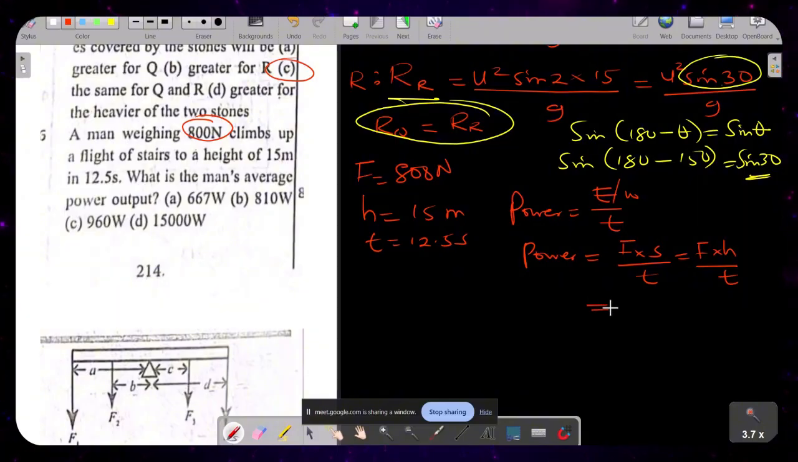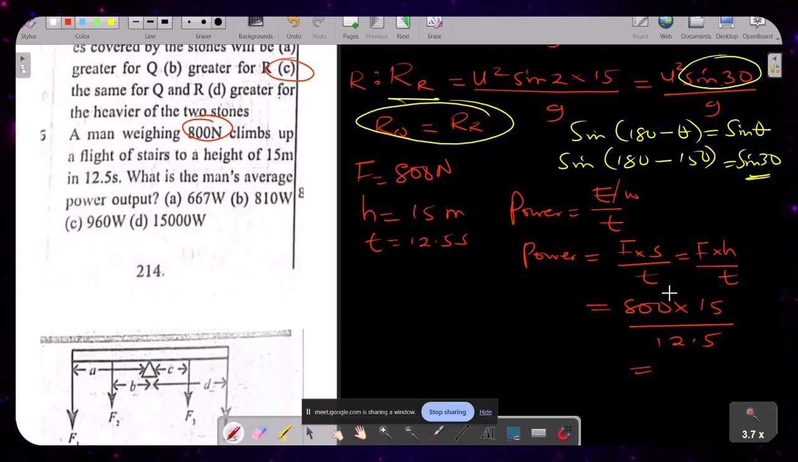So from this, what is my force? My force is 800, times my height, which is 15, all over my time, which is 12.5. When I multiply this, the final answer is 960 watts. And 960 watts is option C. That is correct. Now let's go over to the next question.